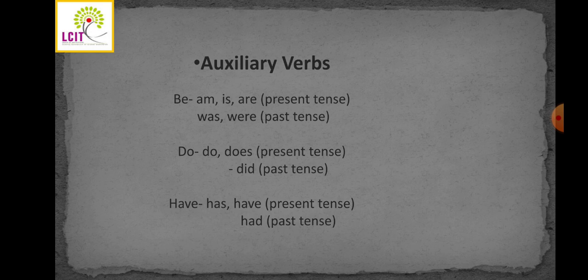You can use be as am, is, are in present tense, whereas was, were in past tense. In the same way, do, you can use it as do or does for present tense and did for past tense. Third is have, you can use has or have as present tense and had for past tense. In this way you can divide these verbs. Every time it is not necessary that you will use be as be only, but you can use be as am, is, are, was, were.